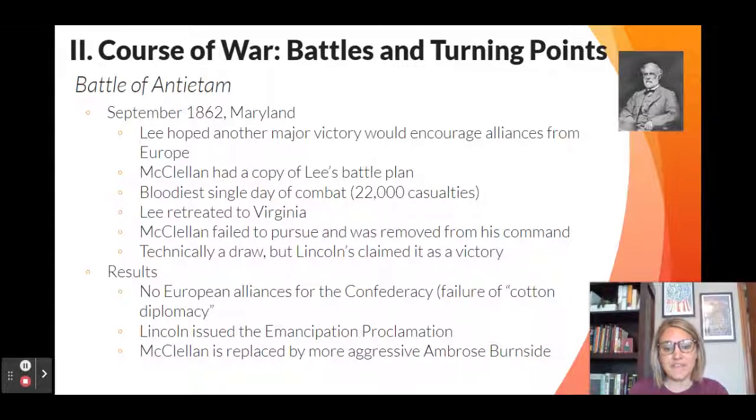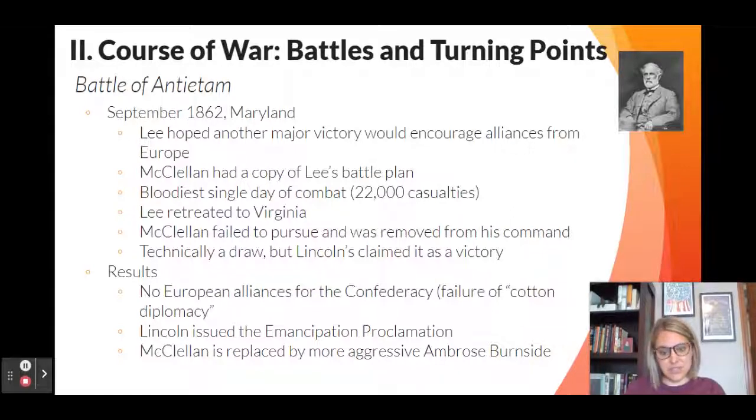Europeans. He's still hoping that this cotton diplomacy, that their dependence on American cotton, will lead to their assistance of the Confederacy during the Civil War. Now, McClellan had actually received a copy of Lee's battle plan, didn't do much about it. And what happens is the bloodiest single day of the war, 22,000 casualties in just one day. Lee will retreat to Virginia, but McClellan does not pursue, does not take advantage. He doesn't capitalize on this.